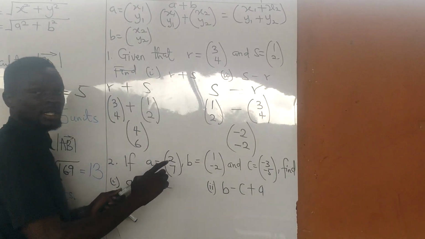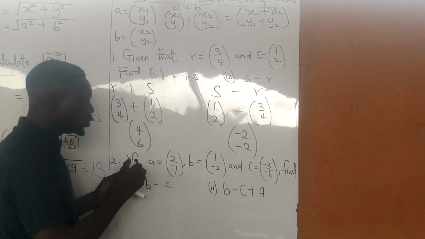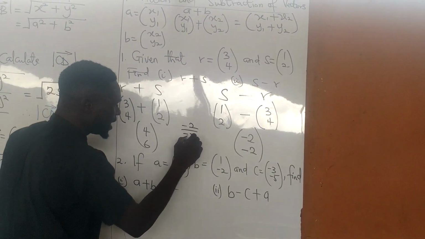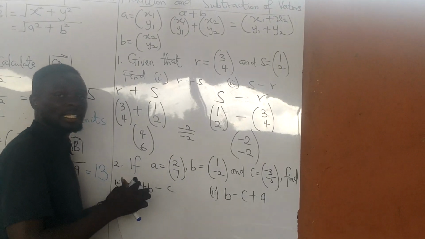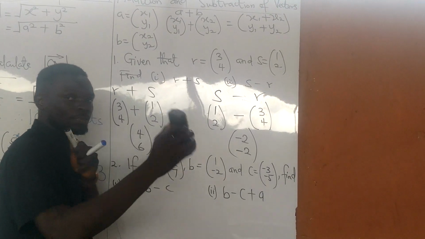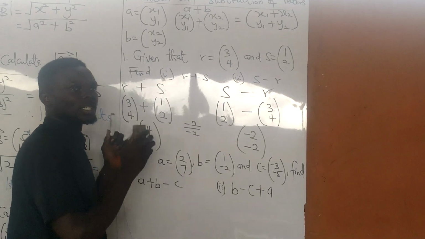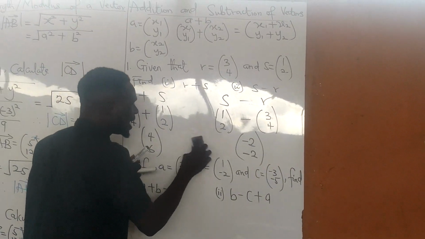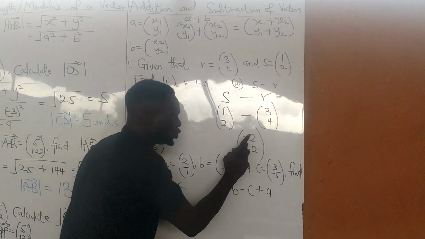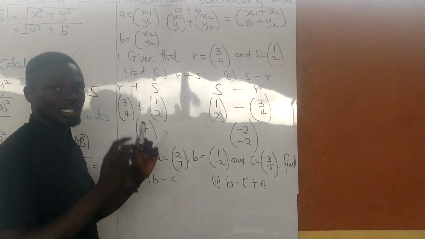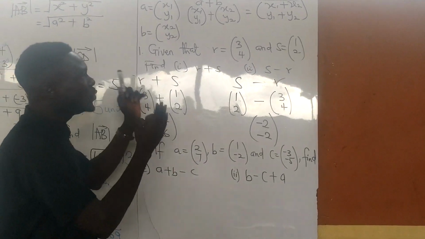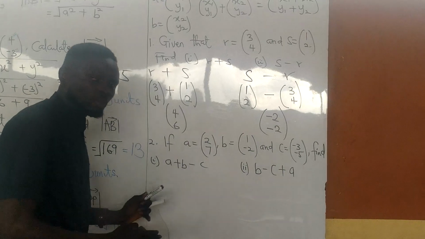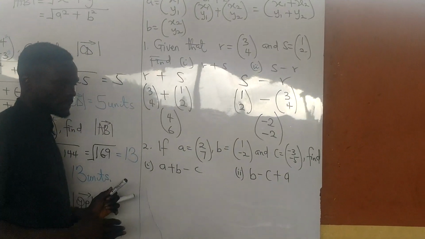Now note that this is a vector, so you don't do negative 2 over negative 2. Immediately you do that, then you are leading to a different topic, which is fraction. So with vectors, we don't use the division sign because it is a vector. And that is how we do addition and subtraction of vectors.